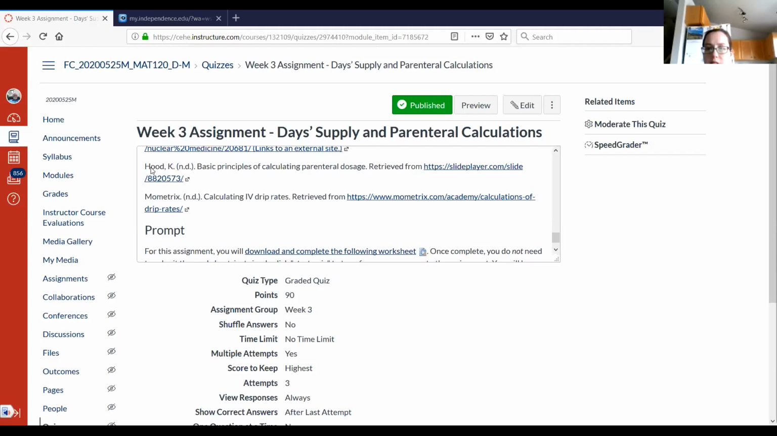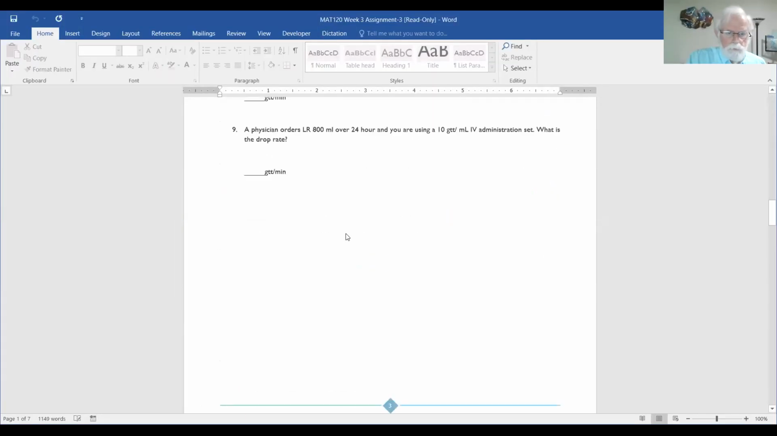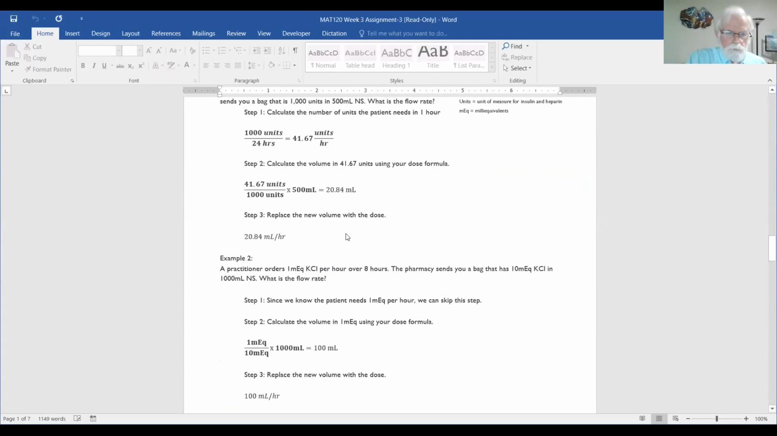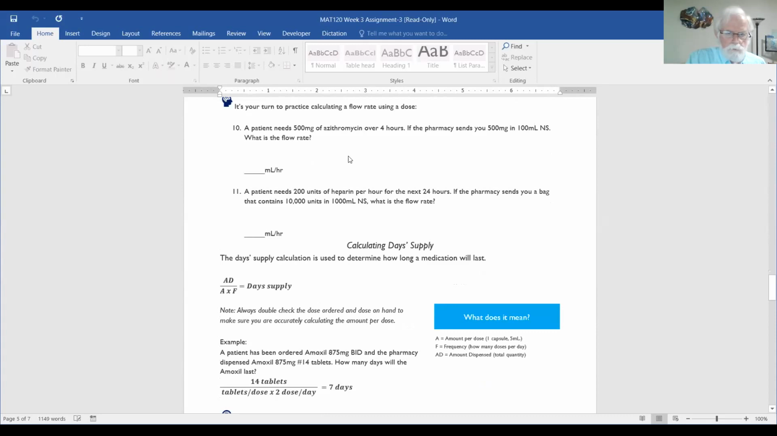Yes, it's question 11. Patient needs 200 units of heparin per hour for the next 24 hours. You get a bag that contains 10,000 units in 1,000 milliliters of normal saline. What's the flow rate?